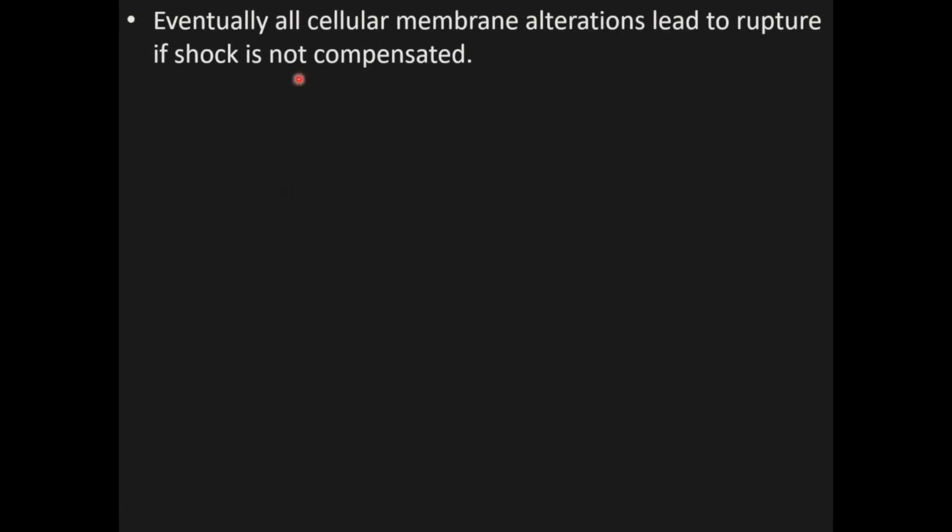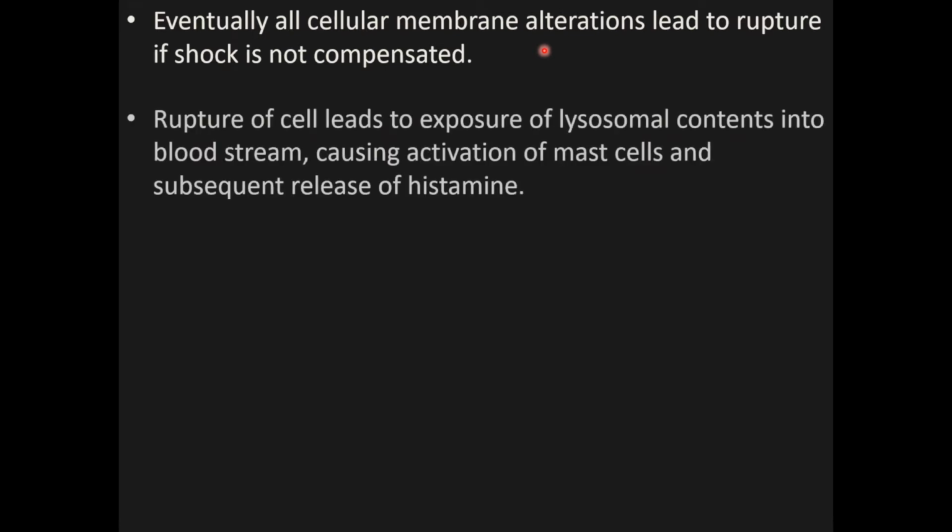If the shock is not compensated, then eventually all alterations in the cellular membrane lead to increased disbalances in the osmotic balance and subsequent rupture of the cell. And rupture of the cell leads to exposure of the intracellular contents, especially lysosomal contents, into the bloodstream, causing activation of mast cells and subsequent release of histamine. It also causes widespread activation of inflammation in the body, which eventually leads to SIRS, or systemic inflammatory response syndrome.